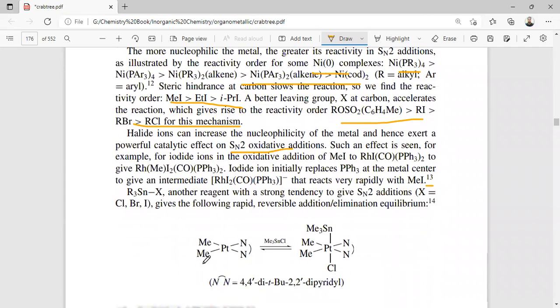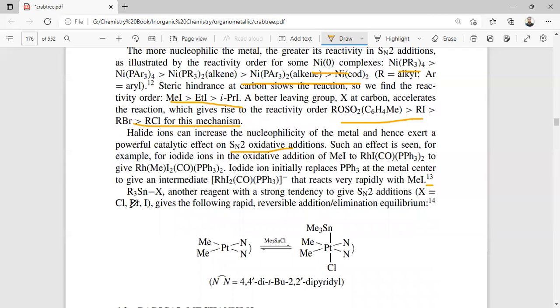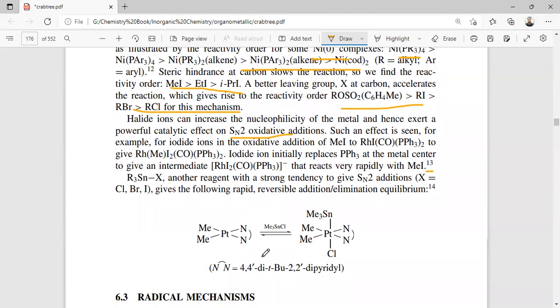So alkyl. Another reason is the strong tendency to give SN2 addition, followed by rapid reversal of the addition equilibrium.